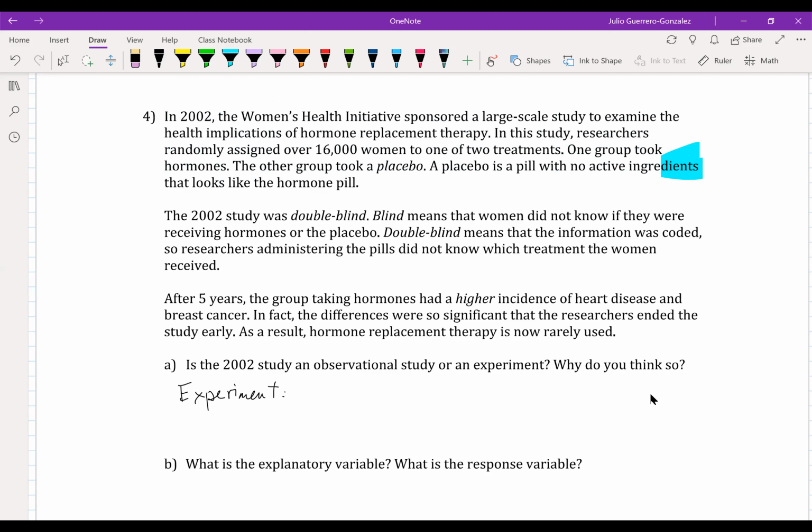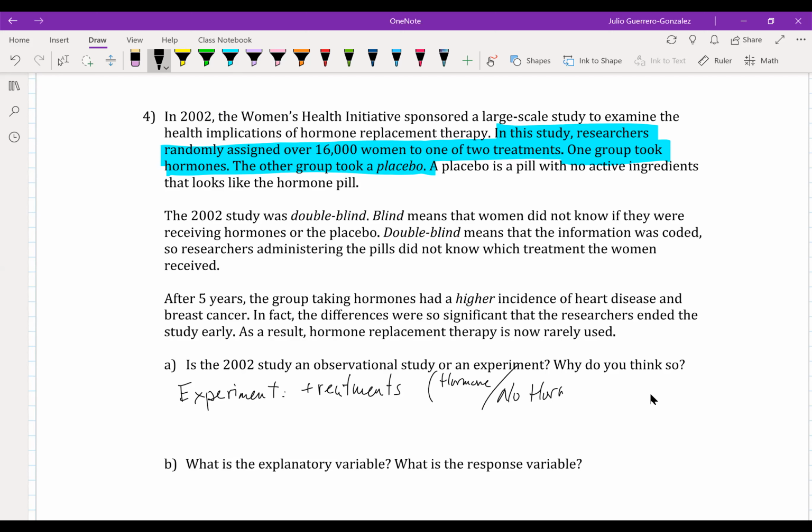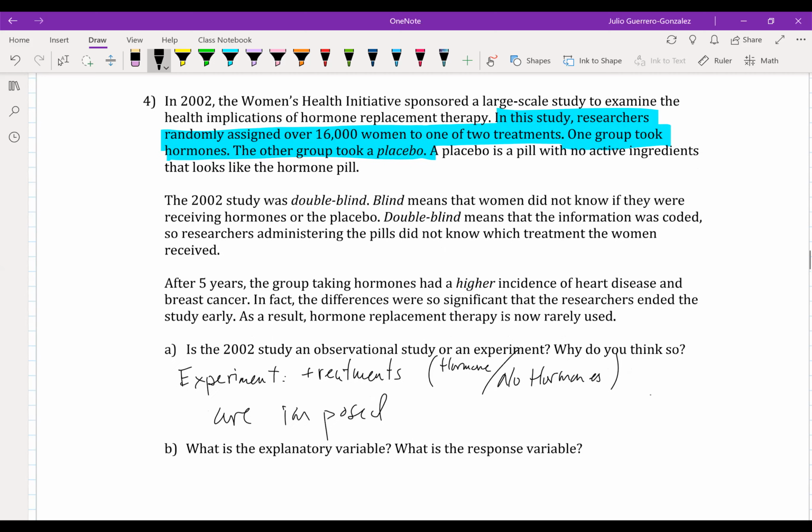So in this one, it says specifically researchers randomly assigned to 2 treatment groups, right? One took the hormone and the other took a placebo. In this case, treatments are imposed, right? So the people that are running the study are telling people to take hormones, and the other group they are specifically telling don't take the hormones. You're taking the sugar pill. Got it? Yep.